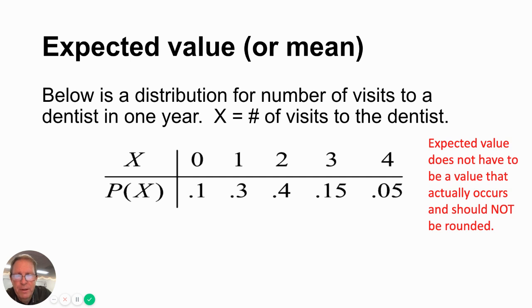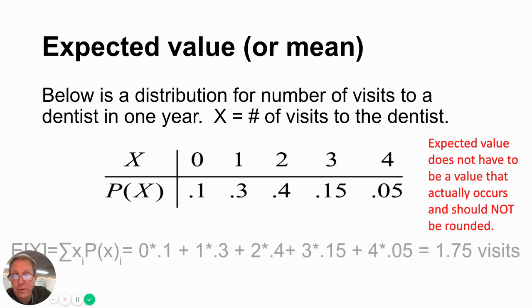So we have, with probability 1 out of 10, the persons do not visit the dentist during the year, and so forth. The expected value does not have to be a value that actually occurs, and never round expected values. So here's how I did my calculation. I take 0 times this probability 0.1, plus 1 times this probability 0.3, plus 2 times this probability 0.4, and so forth. And then I add them all up.